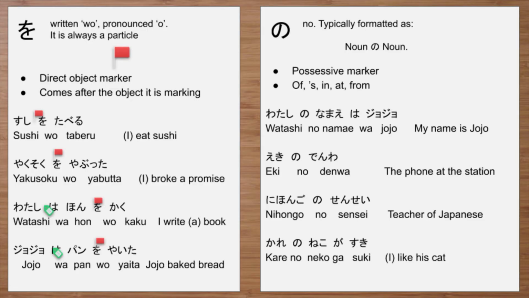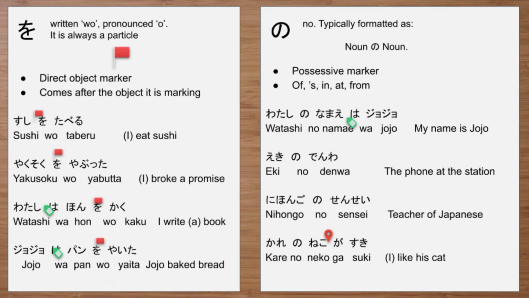Next particle is no. Usually you'll see it linking nouns. Noun, no, noun. No is the possessive or descriptive marker, so you can think of it as meaning things like of, apostrophe s, in, at, or from. Let's tag the sentences with the other particles. I didn't make one for no because it's more of a linking particle and less of a spoken grammar particle. There actually are words in English that appropriate it pretty well.